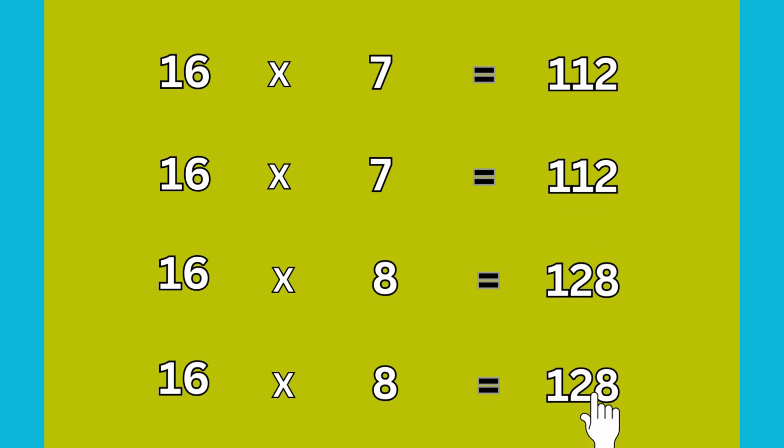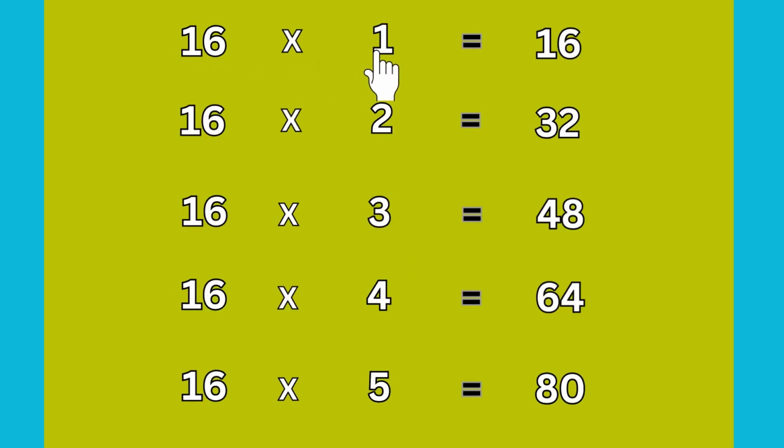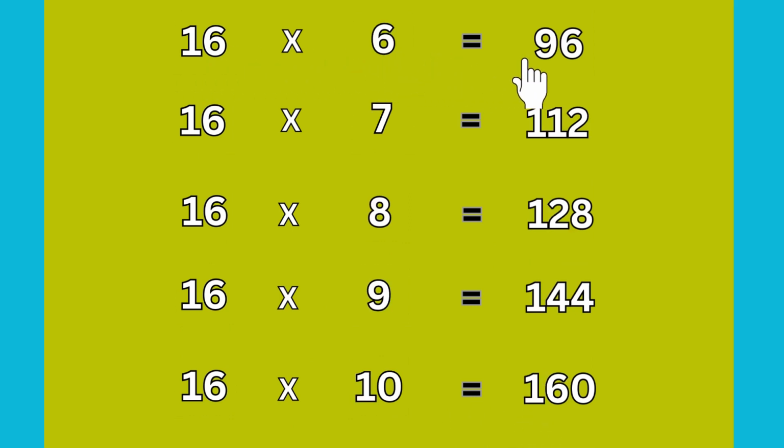16 9s are 144, 16 10s are 160. Now again: 16 1s are 16, 16 2s are 32, 16 3s are 48, 16 4s are 64, 16 5s are 80, 16 6s are 96, 16 7s are 112, 16 8s are 128, 16 9s are 144, 16 10s are 160.